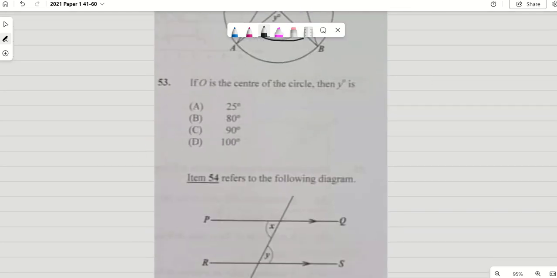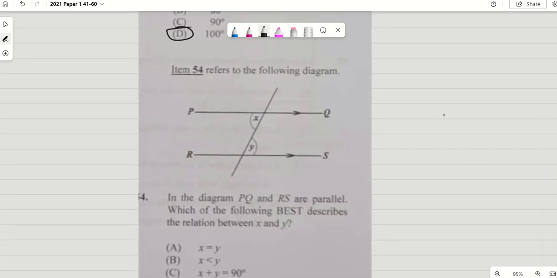Alright. This question here, as soon as you see the C, look for your Z angle. We see a Z here, we know the interior angles of your Z are equal. So what is the relationship between X and Y? It is X equals Y. It can't be anything else, right?